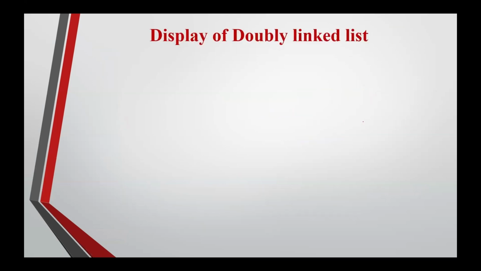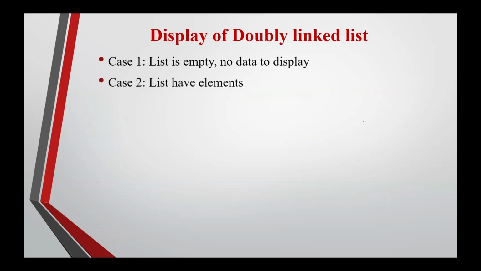Once we perform the insertion, we have to know how to display. Display has two cases. If the list has no element, if the list is empty, we have to print an error message that there is no data to display. Second case, the list has elements. As it is a double linked list, there are two pointers, so we can move forward as well as backward.